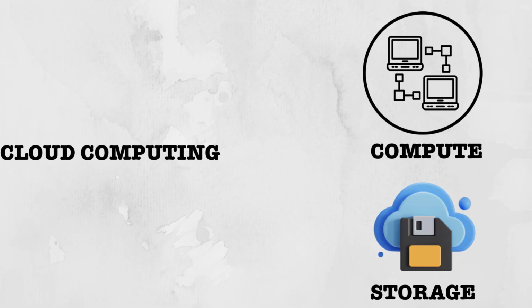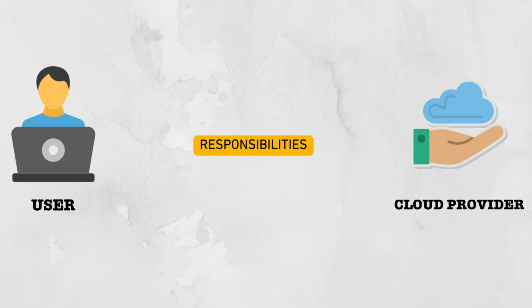In cloud computing, there are different ways resources like storage and compute are delivered to us. These are called service models. They define how responsibilities are shared between the user and the cloud provider.